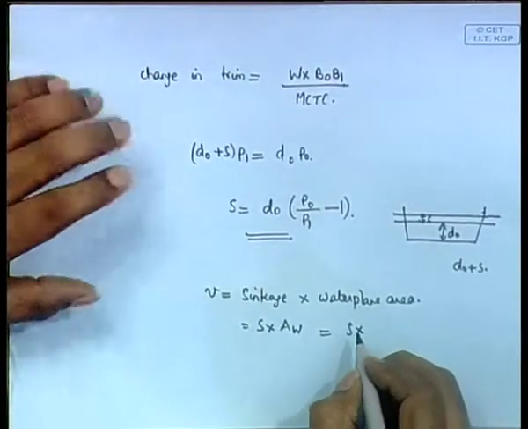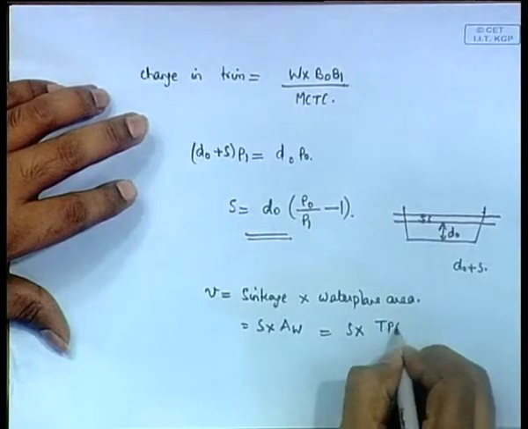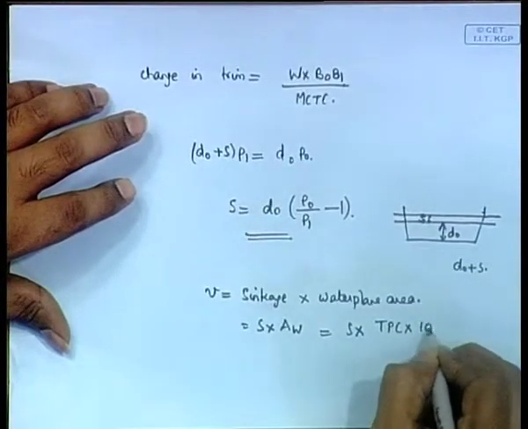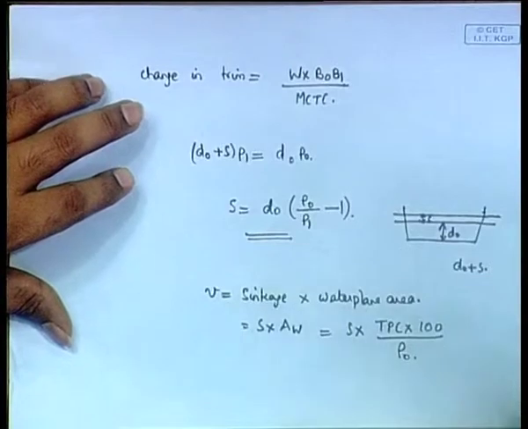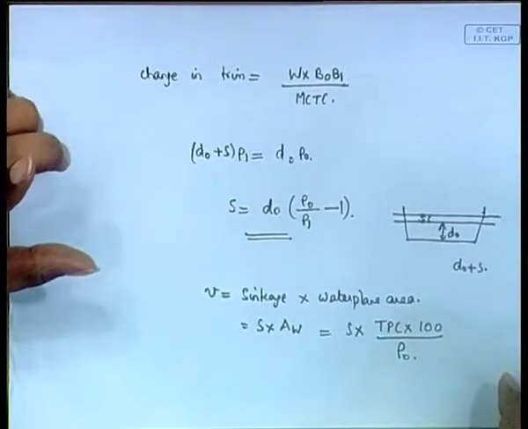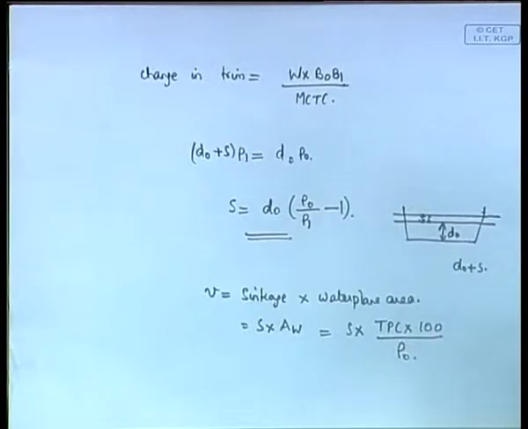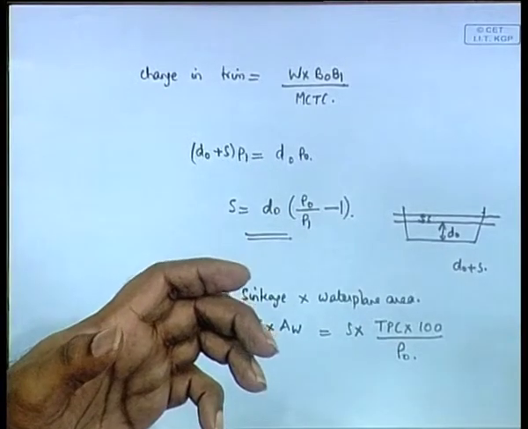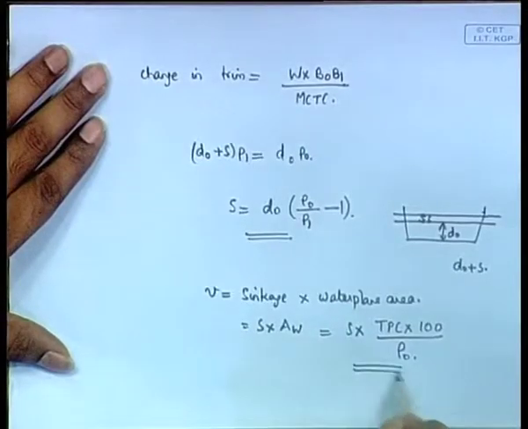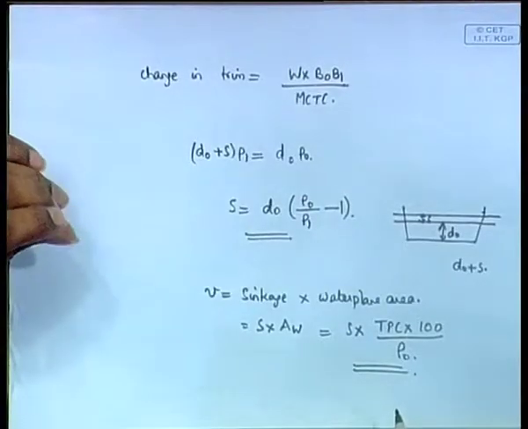Now, in the beginning we derived an expression for AW as, do you remember this? There is an expression that water plane area is equal to TPC into 100 by rho 0. You did it for mid-semester, so I think you should be remembering it. It's not at all difficult. It says that if there is a unit change in draft, TPC is due to a unit change in draft. So, if there is a unit change in draft, what is the change in volume? So, you equate the two, you will get this expression. So, S into TPC into 100 by rho 0. This gives you an expression for the increase in volume.